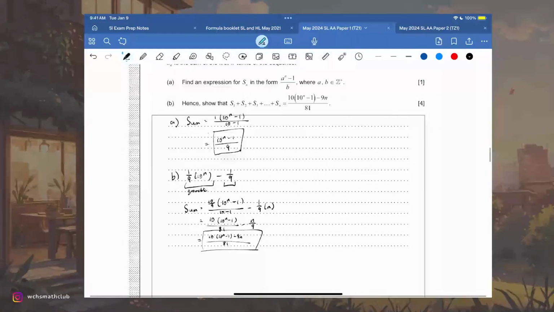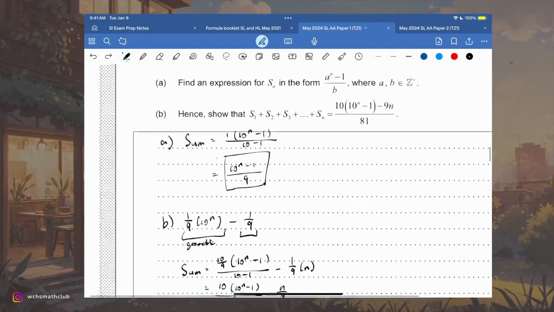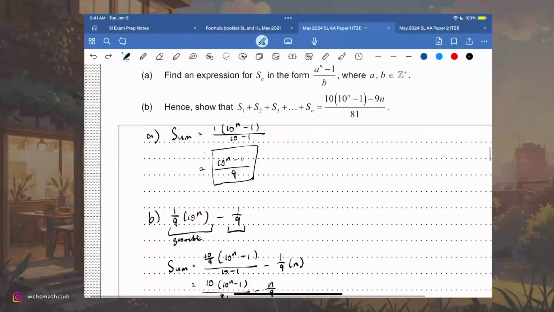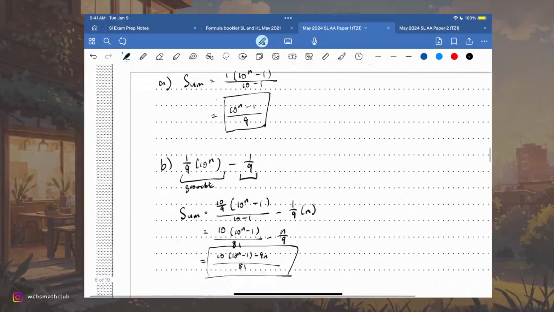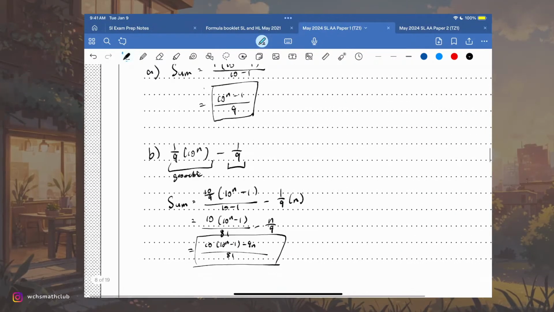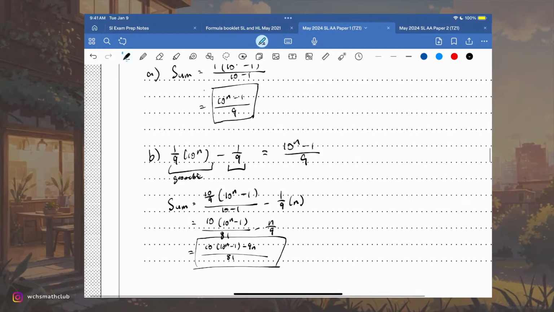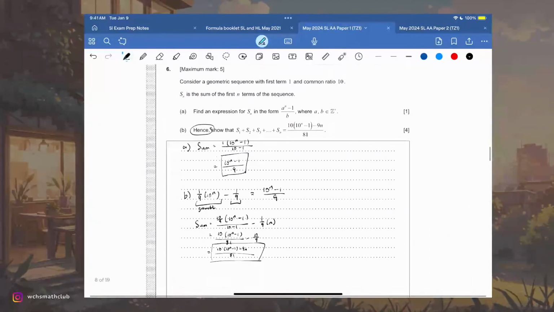Great. And so now we've shown that this equation holds true. And for these types of questions, we just have to make sure that if it says hence, we have to use the formula from part 1. So I could have been a little bit more clear by saying this equals the previous sum formula that we got in part A, and this should be good for this question.